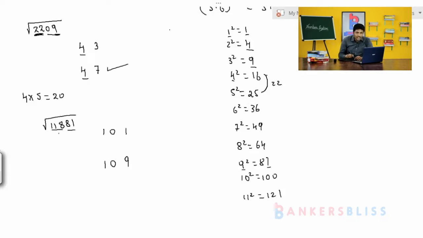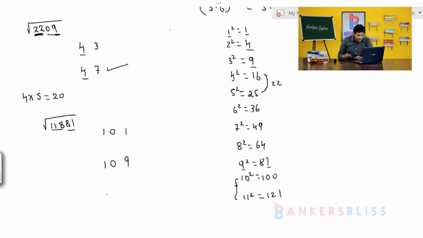118 comes between these two, 100 and 121. The lesser value we always have to take. Here 10 is the lesser value, 10 square is 100. So 101 and 109. Among these two, one of the values will be the right answer. Now we have to identify which is the right one.